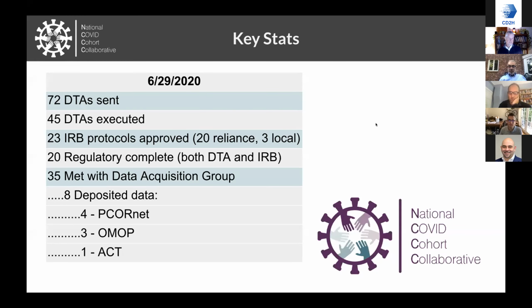Visiting our weekly stats, we see that we've seen an increase in many of our numbers here, especially the number of DTAs executed, which we're now at 45. The number of both completion of DTA and IRB are up to 20. And we now have 8 deposited data sets, 4 for CoreNet, 3 for OMOP, and 1 for ACT.